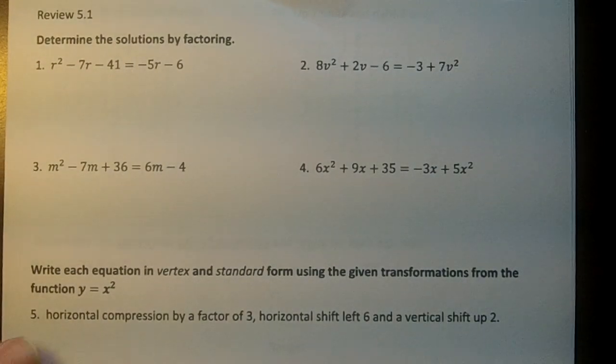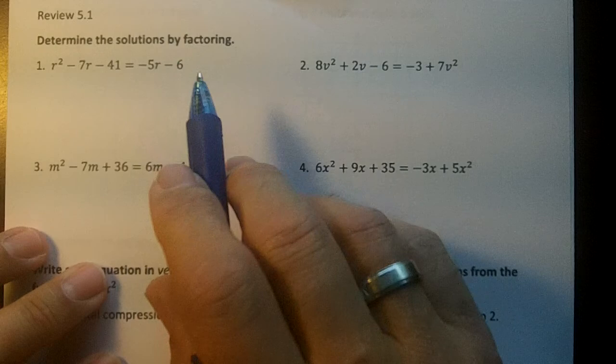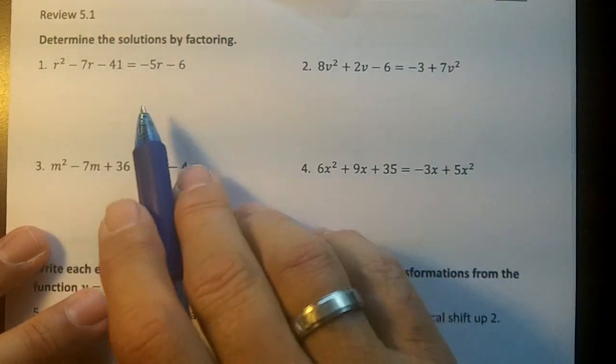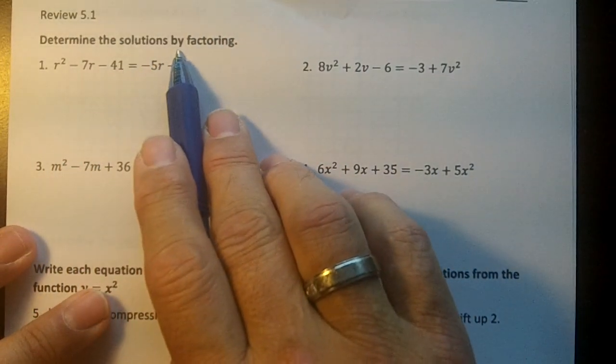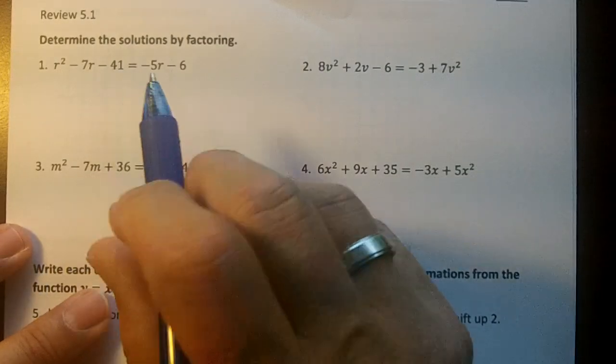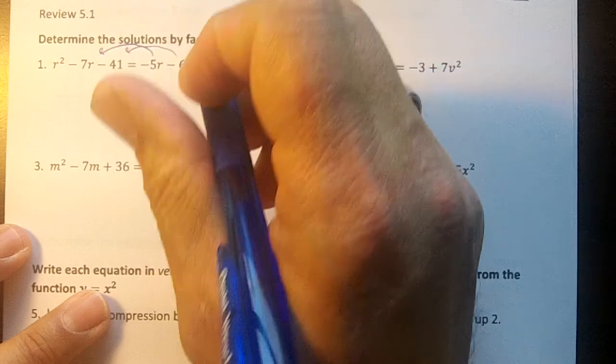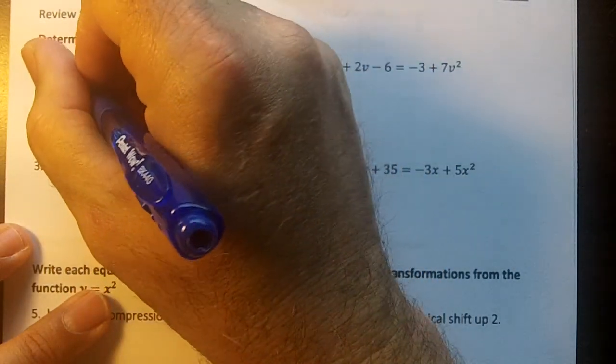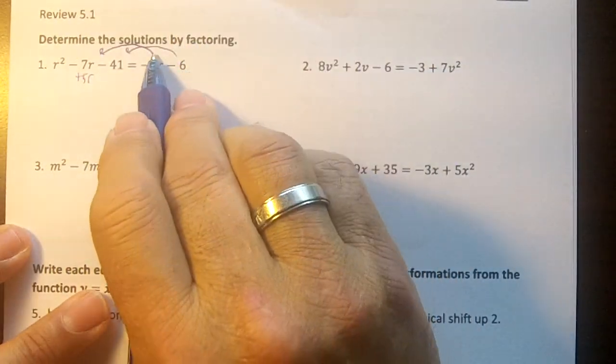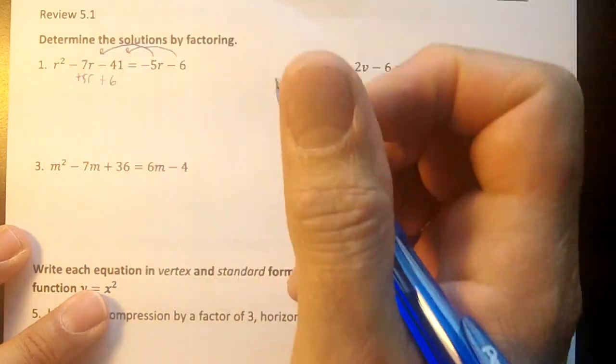Okay, algebra students, this is your test 5.1 review about parabolas. Determine the solution by factoring, so we need to set this equal to 0. So we're going to move over the 5r and move over the 6. When you move over the 5r, you'll do a plus 5r. When you move over the negative 6, you'll do a plus 6.